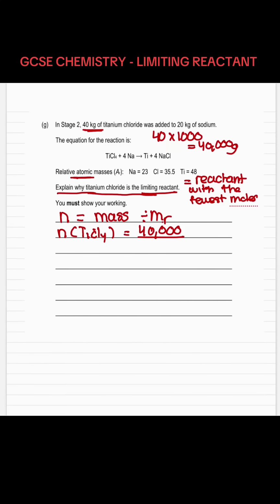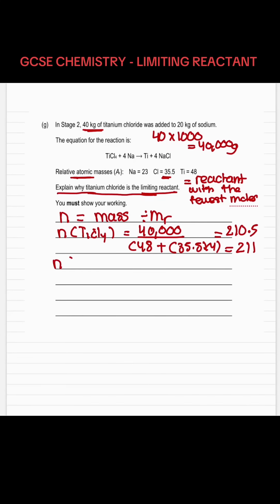Sorry, we have 40,000 grams as the mass. Now we need to calculate the MR. In this case, the MR we can use over here. So one titanium is 48, and we add it to the chlorines. However, we have 4. So we do 35.5, as you can see over here, times that by 4, which should give us 210.5, and then we can write it as 211.